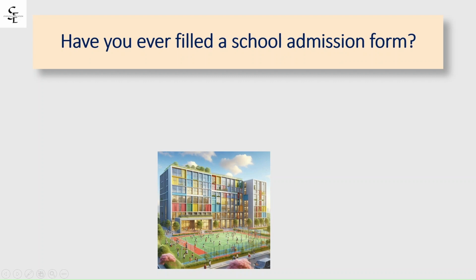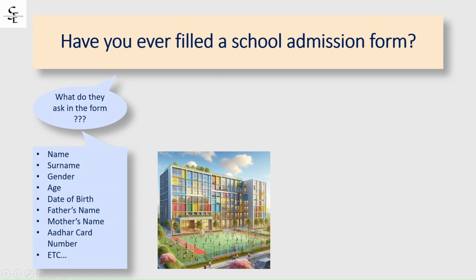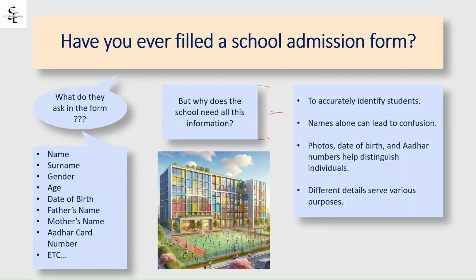Have you ever filled a school admission form? If you are studying in a school or college, then you must have filled it. So what do they ask in the form? Well, they ask your name, surname, gender, age, date of birth, father's name, mother's name, Aadhaar card number, and many more details, right? But why does the school need all this information? It's because the school wants to accurately identify the students and prevent confusions.